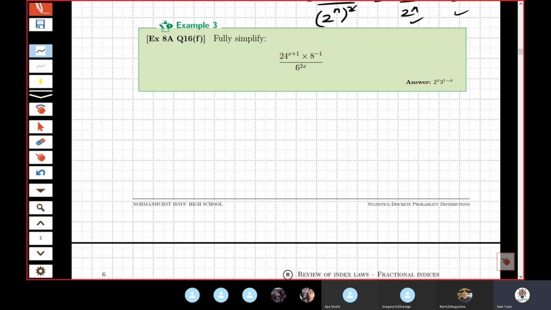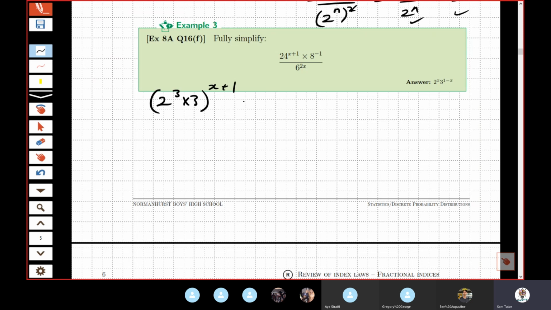24 is 2 times... So the trick with these is always to break them down into the lowest factors. So 24 is going to be broken down as 2 squared, which is 4, times 3. Nope, what am I doing? 2 cubed times 3. That's better. Can we see 24 can be written as 2 cubed times 3?